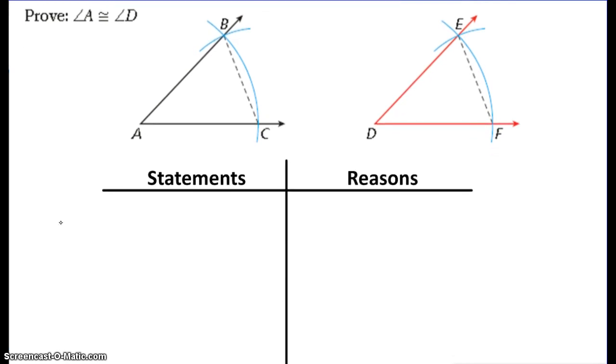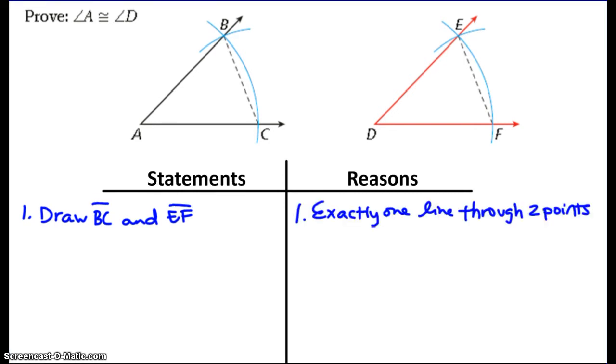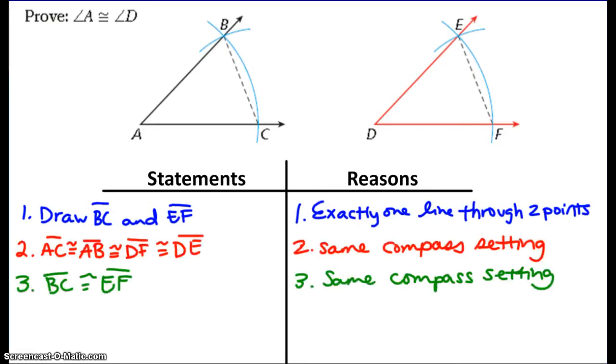So the first thing that you're going to actually do is you're going to draw BC and EF. So what that means here is that I can draw exactly one line through 2 points. Now, we also know that AB, AC, DE, and DF are all the same because I kept my compass measuring the same. Alright, we also know that BC and EF are same measure because we opened our compass to the width of BC and then marked that same arc from point F. So BC and EF are the same measure.